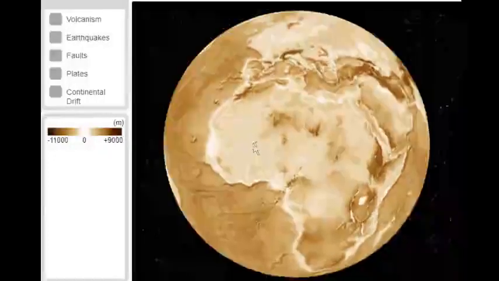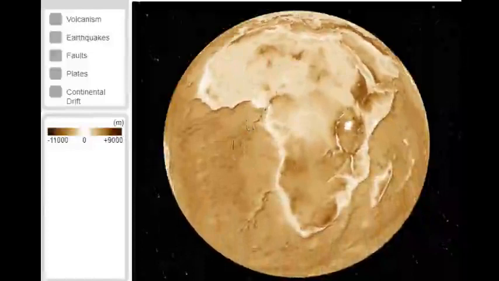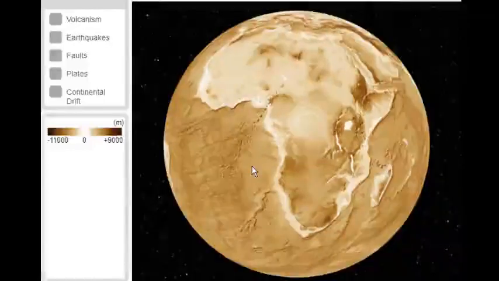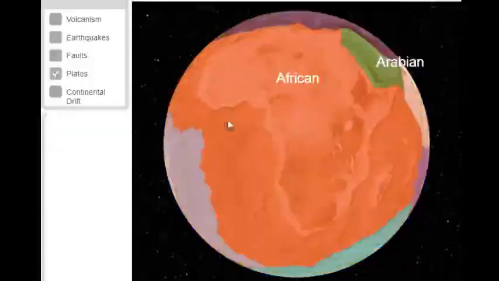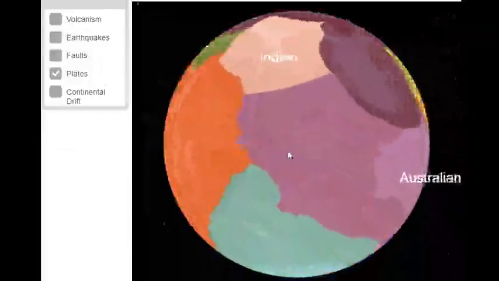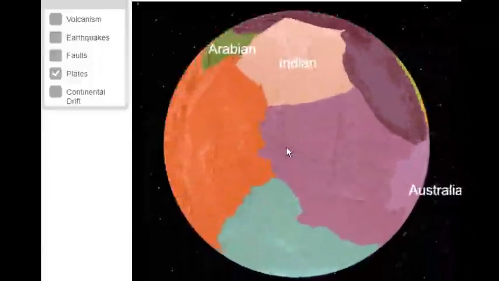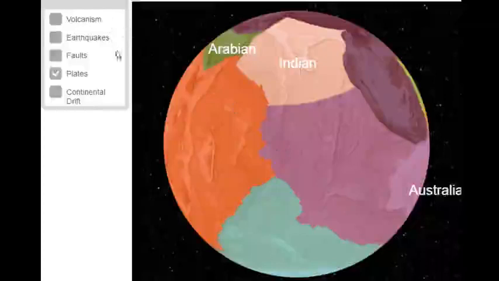Because if we take a closer look, you will notice that the outermost layer of the Earth, which is called the crust, is not of one piece. The crust is made of different pieces called plates. Let's have a look at the plates. Here are the plates, and they are just like a jigsaw puzzle. However, they are in continuous motion, and this motion leads to many natural phenomena like volcanoes, earthquakes, and faults.